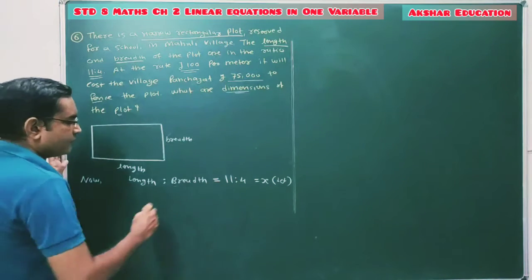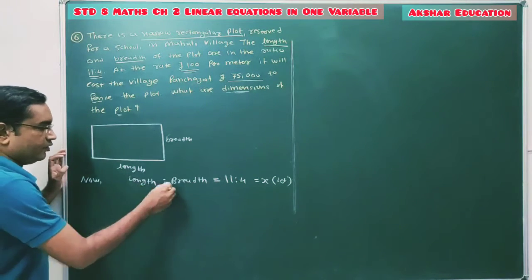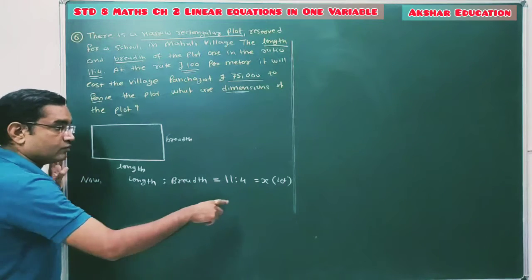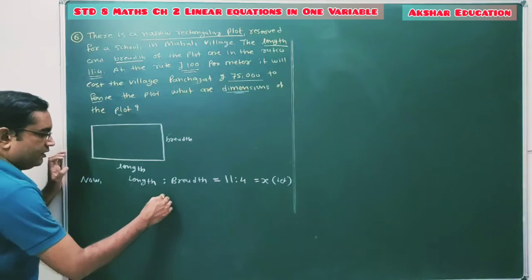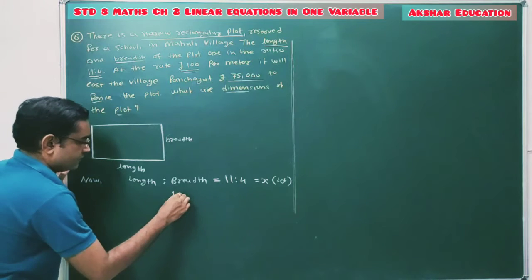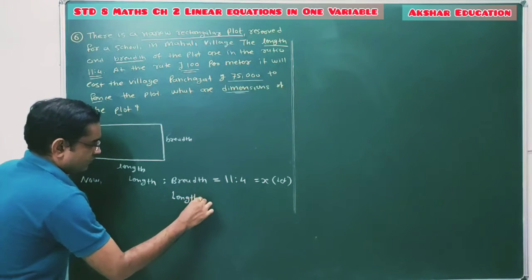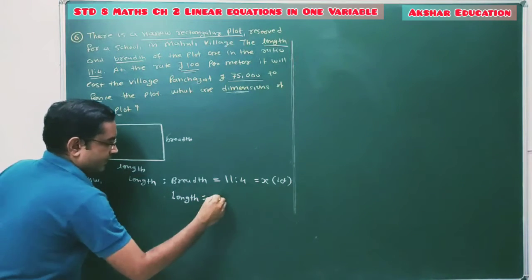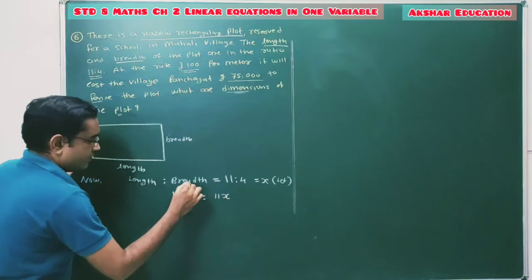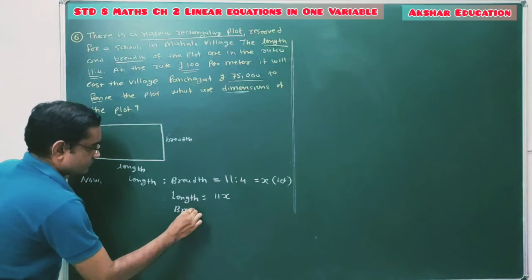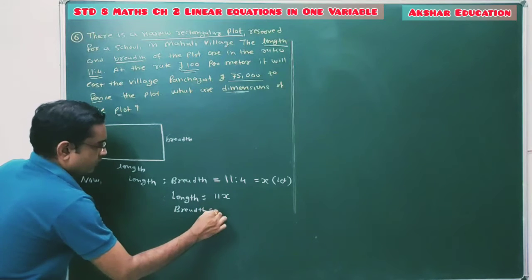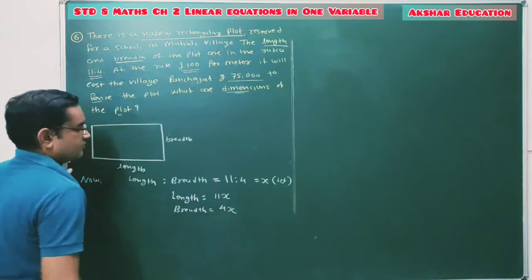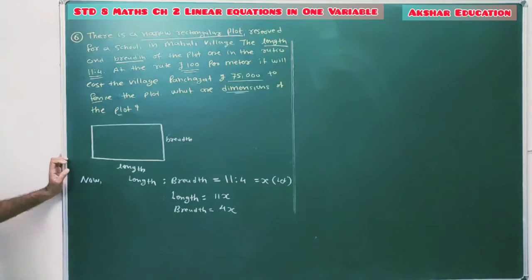So from this assumption we will get the value of the length as well as breadth in terms of the unknown variable x, and therefore we can say that the length of the rectangular plot is 11x and the breadth of the plot is 4x. Clear students?